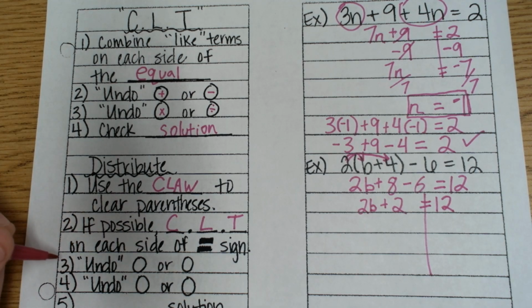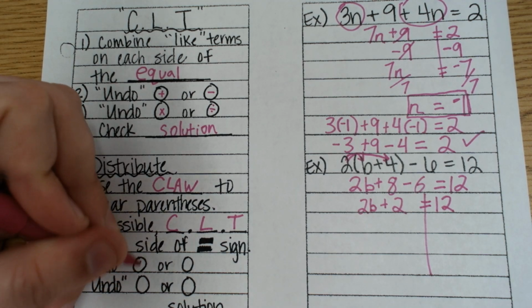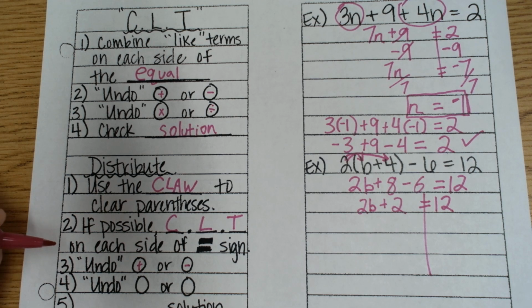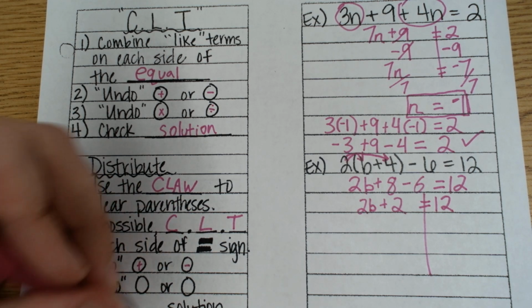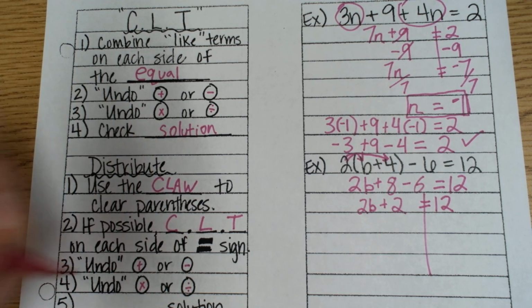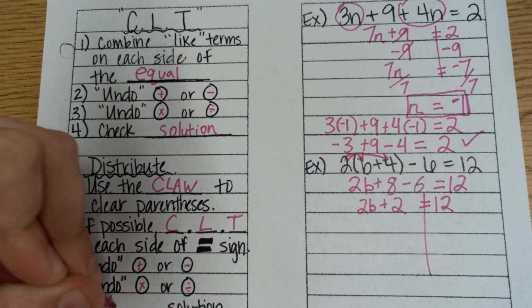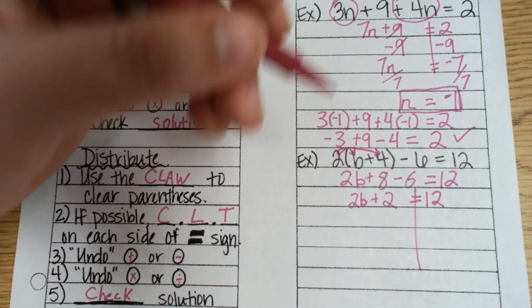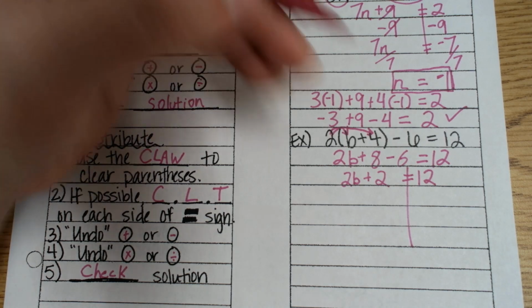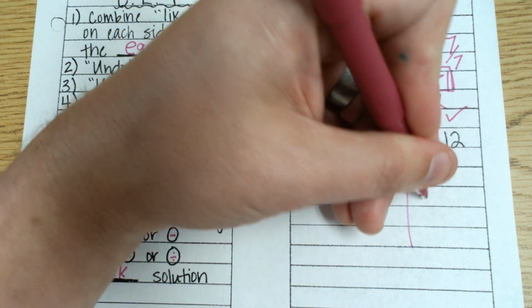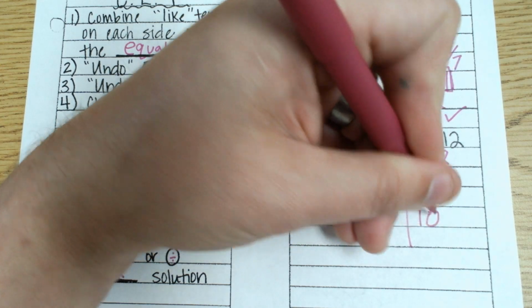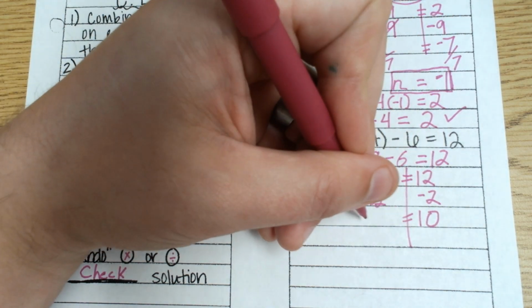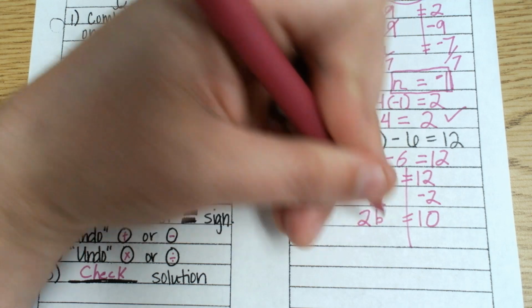Now I'm moving on to undoing my positive or negative sign, which is going to help me to start solving. Then I'll undo my multiplication or division. And finally, I'll check my solution. So first, undoing that addition by subtracting 2. 12 minus 2 gives me 10 on this side. Since those have zeroed out, I have 2b left on that side.